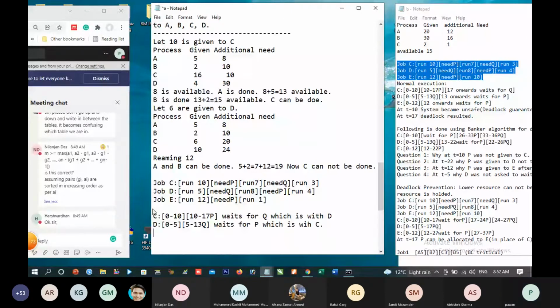Is it correct? How to remove cyclic wait? Because it is waiting for Q and holds P. It is waiting for P and holds Q. So it is cyclic wait. You hold P and wait for Q. Hold Q and wait for P. How to remove cyclic wait?